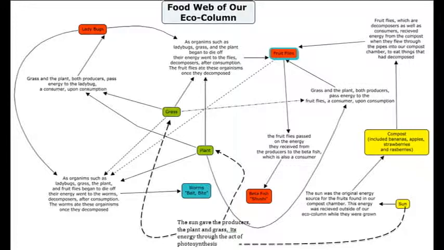The decomposers then get their energy from the dead consumers. They will consume them and their leftover energy will be given to them. And then the cycle repeats.